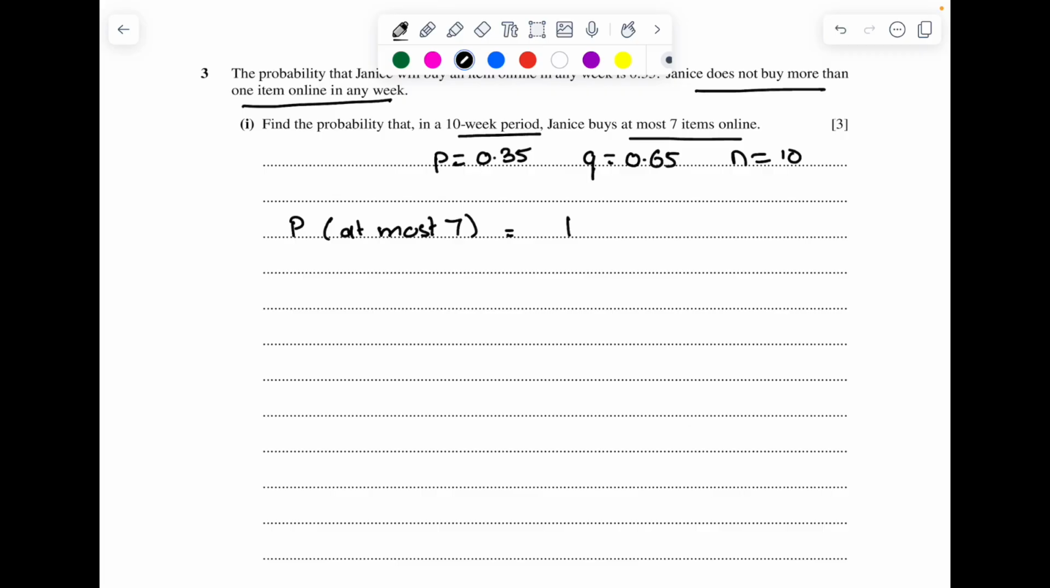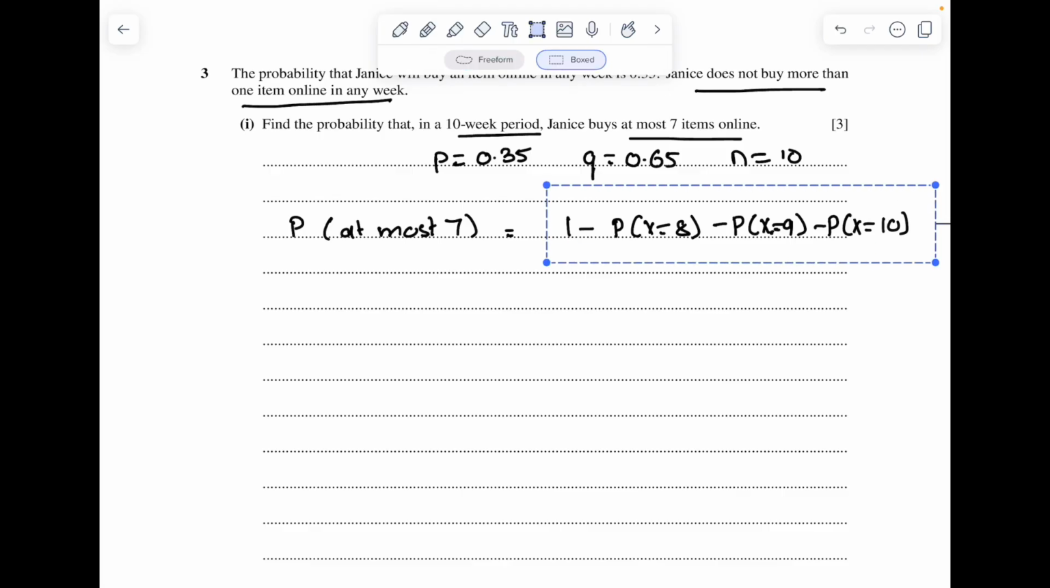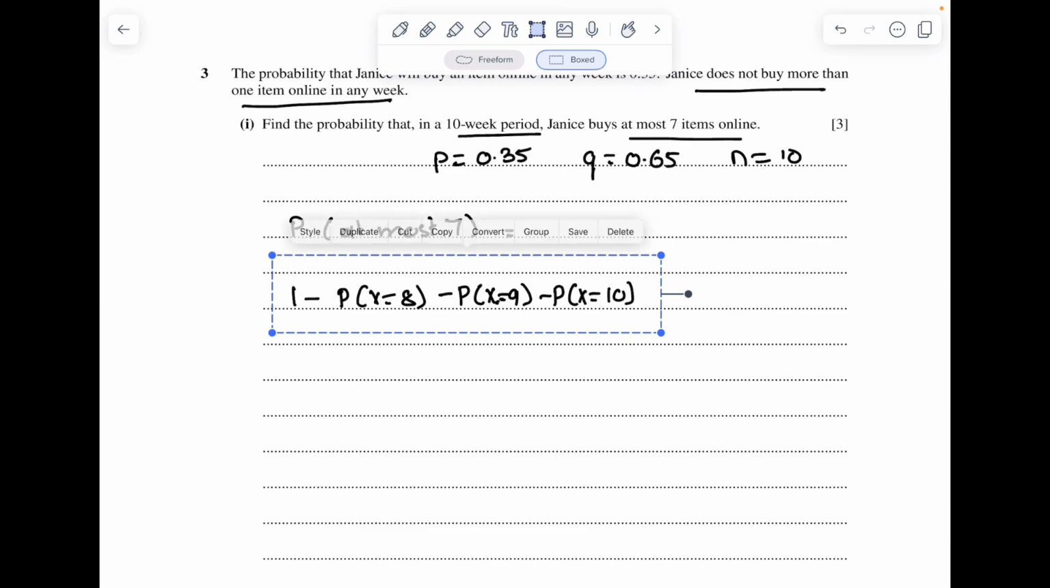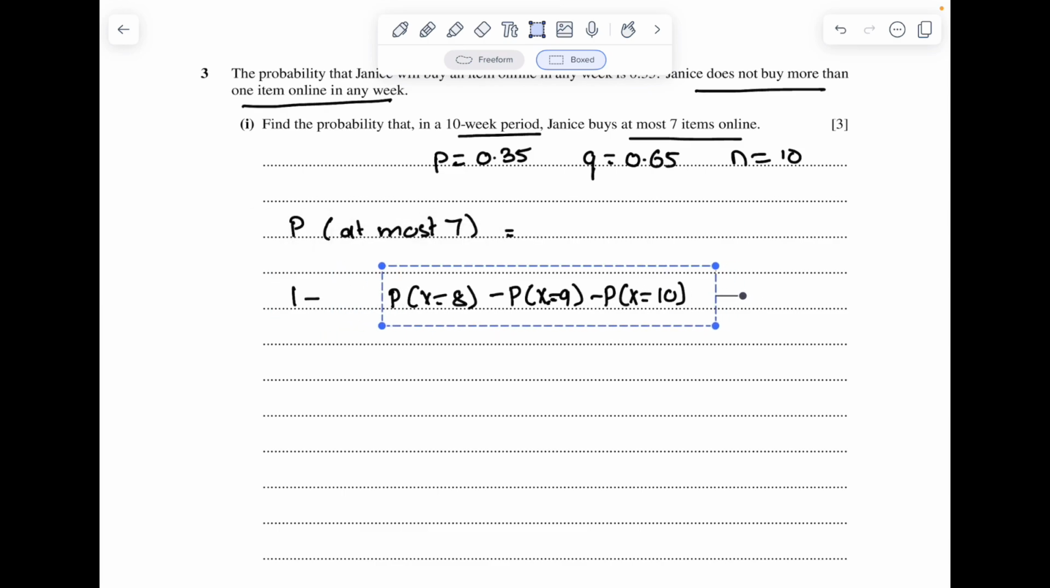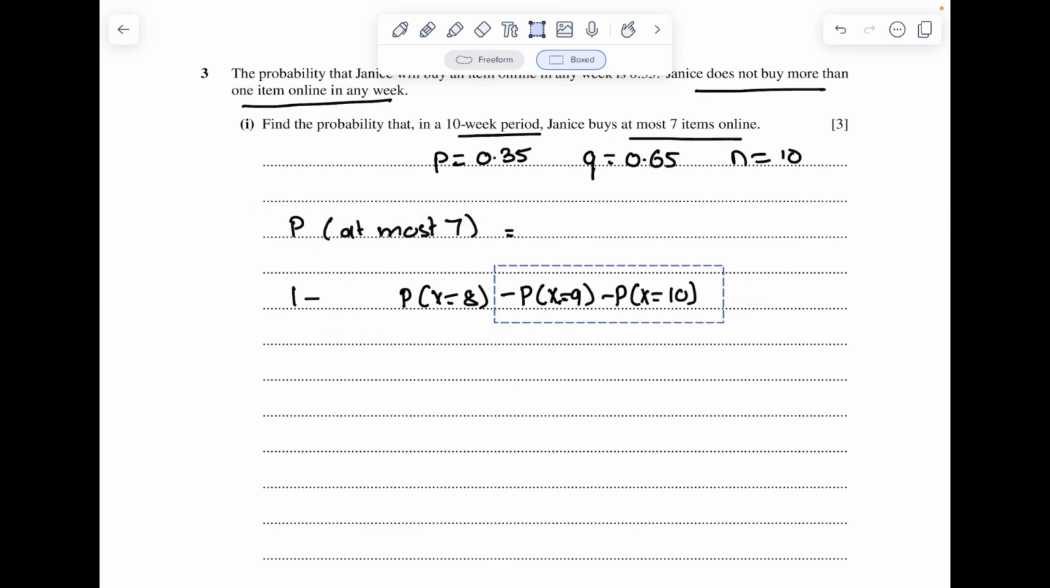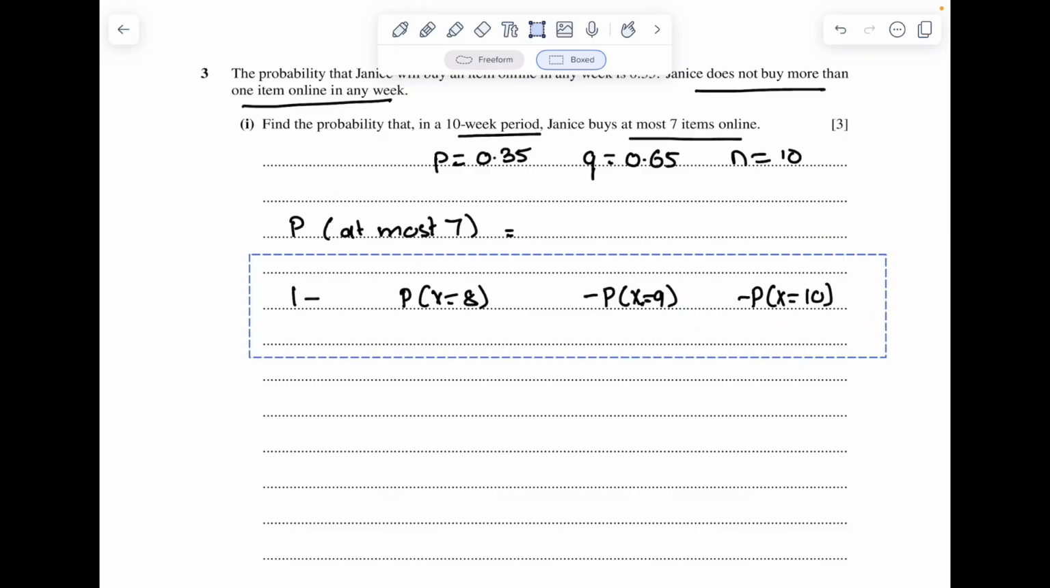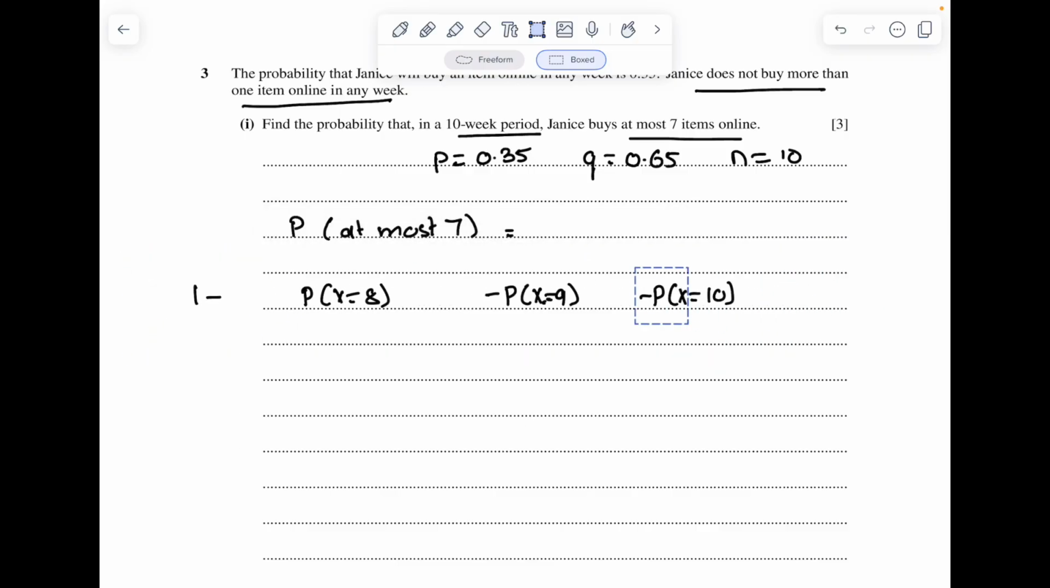So it can be 1 minus probability of x equals 8, minus probability of x equals 9, minus probability of x equals 10. So this is going to be the answer. So let's write that one separately: probability of x equals 8, probability of x equals 9, and probability of x equals 10.